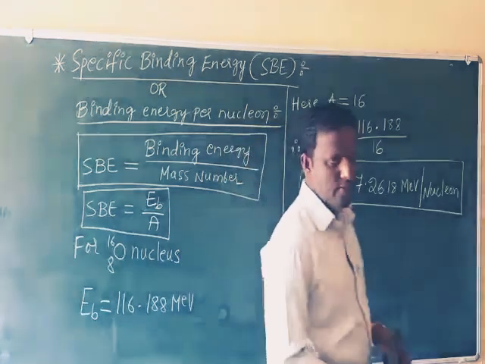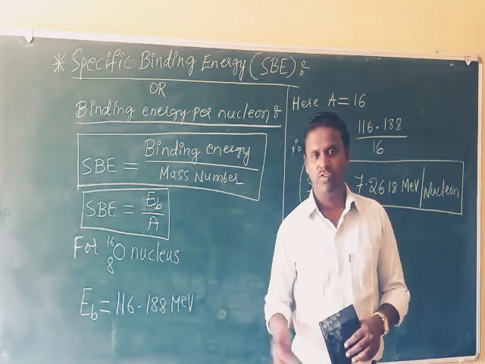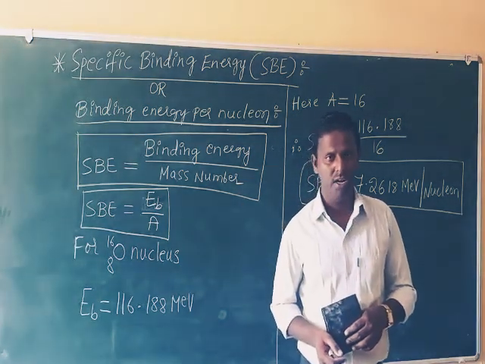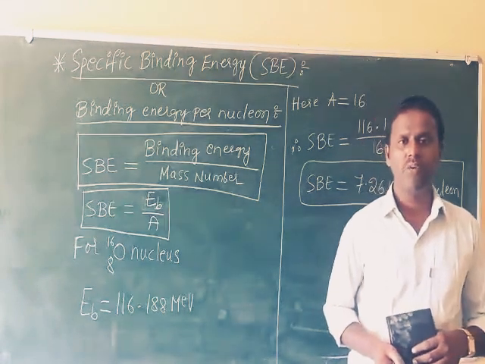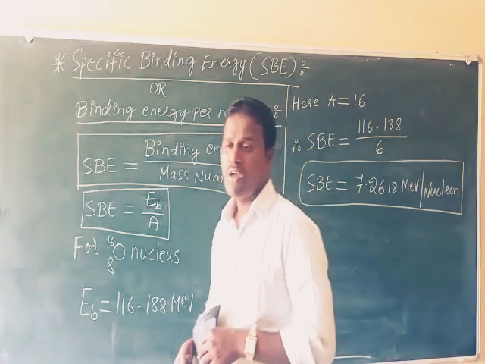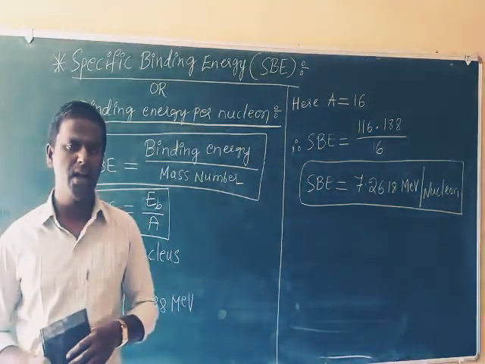So today in this class you learned three main important things. First, you learned about the conversion of 1 AMU in terms of mega electron volt. What is the energy equivalent of 1 AMU mass in mega electron volt? 1 AMU equals 931 mega electron volt.